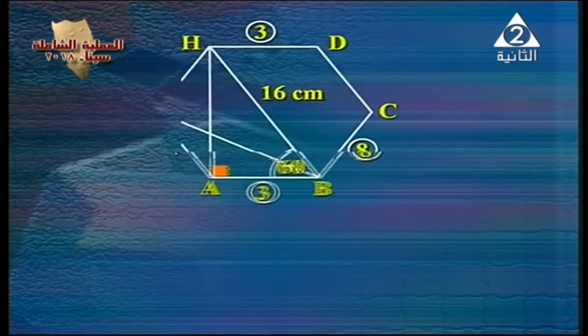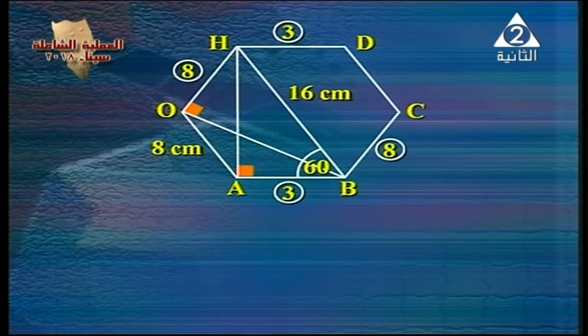Solution. Look at the regular hexagon ABCDHO. Each side is 8 centimeter. Remember, the measure of each angle is 120. We have forces 3, 3 acting in AB and DH. Also 8, 8 act on BC and HO. Look at, dear student, BH equals 16 centimeter and AO is 8 centimeter.